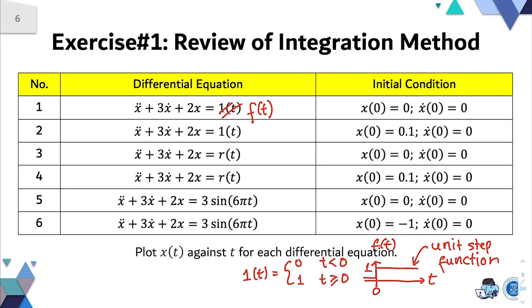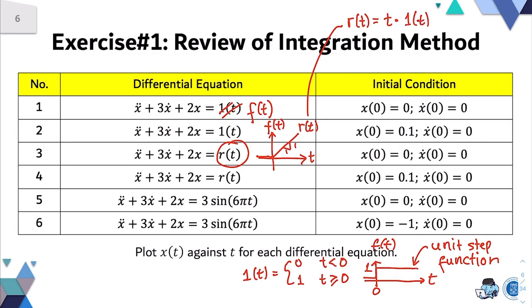Meanwhile, r(t) is a ramp function. It appears something like this. This one is t and this one is f(t), and this is r(t). The slope is equal to 1. Actually, r(t) can be written as t multiplied by 1(t).